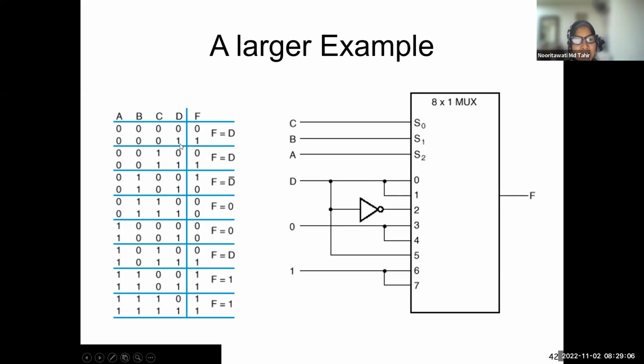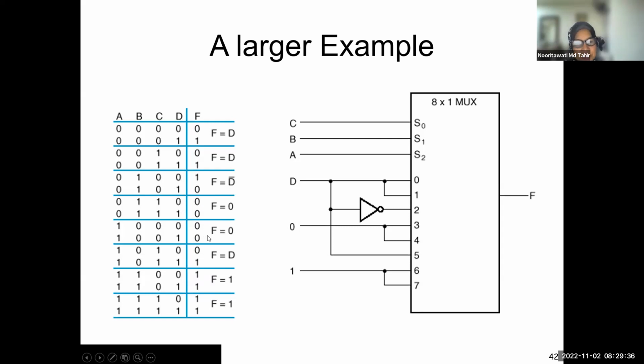F is equal to D. Sebab bila 1 ni, it's D dia 1. So di sini kita letak D. When it is 0, 0, 1, again F is equal to D. When it's 0, 1, 0, F is equal to D bar. Sebab sini adalah 1. D dia D bar. So kita invert dari sini. Dan seterusnya. When it is 0, 1, 1, F is 0 sebab dua-dua 0 di sini.